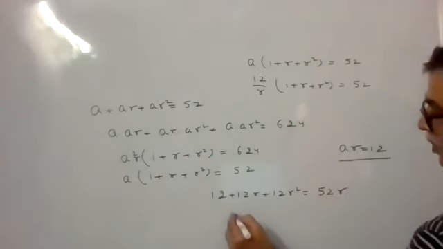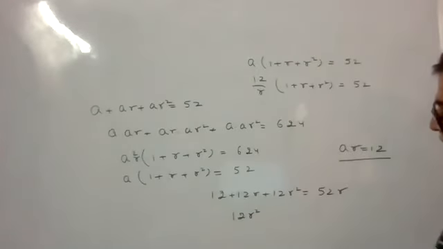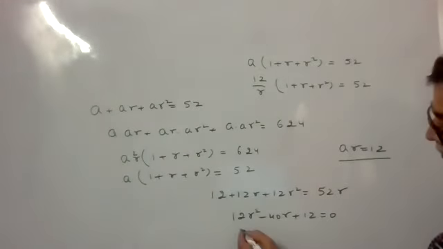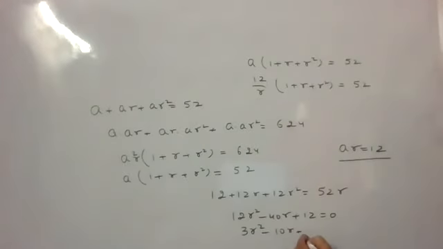Or I should say 12R square. This will come how much? Minus 40R plus 12, equals 0. 3R square minus 10R plus 3. We can take 4 common out. Yes, so it will be 3R square minus 10R plus 3.